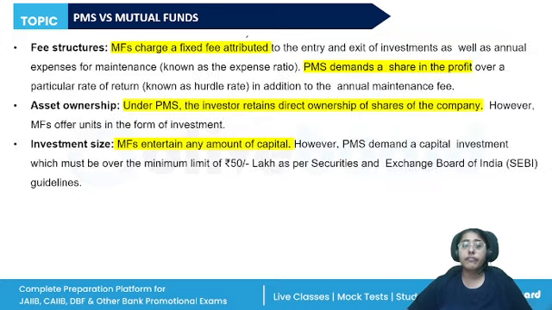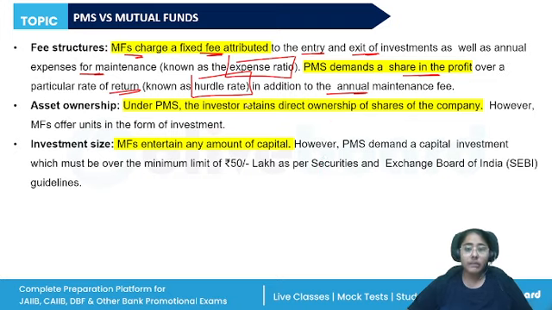Fee structures, a fixed fee is attributed to the mutual fund, but the PMS demands a share in the profit. Fee structure refers to the entry and exit as well as annual maintenance, that is expense ratio in a mutual fund. PMS, on the other hand, takes a share of profit over a particular rate of return, which is known as a hurdle rate, in addition to the annual maintenance fee. Asset ownership, investors retain the direct ownership of shares under the portfolio management. However, the mutual funds offer units in the form of investment.